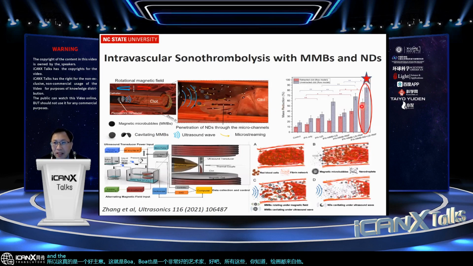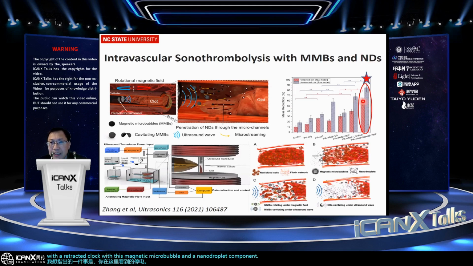And the one thing I want to point out from this blood clot you see here, the retracted clot: with this magnetic microbubble and nanodroplet combined, he was able to bring the thrombolysis rate above 50%. This is a major breakthrough in this field in recent years.